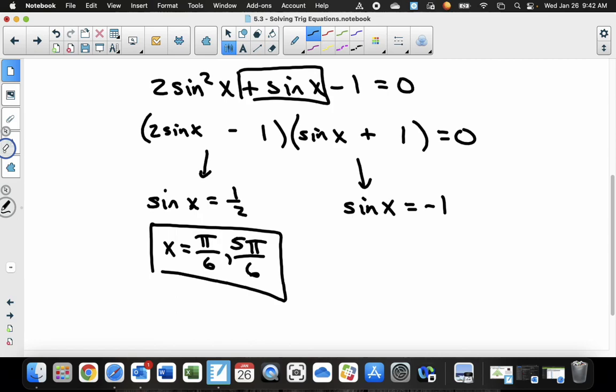Where does the sine of x equal -1? What is it, Trent? Pi over 2. Not pi over 2. That's where it would equal 1. 3 pi over 2, that's a 3. On your unit circle, that's a 3, just so you know. 3 pi over 2 is the bottom, 270 degrees. So in this case, you end up with 3 answers.